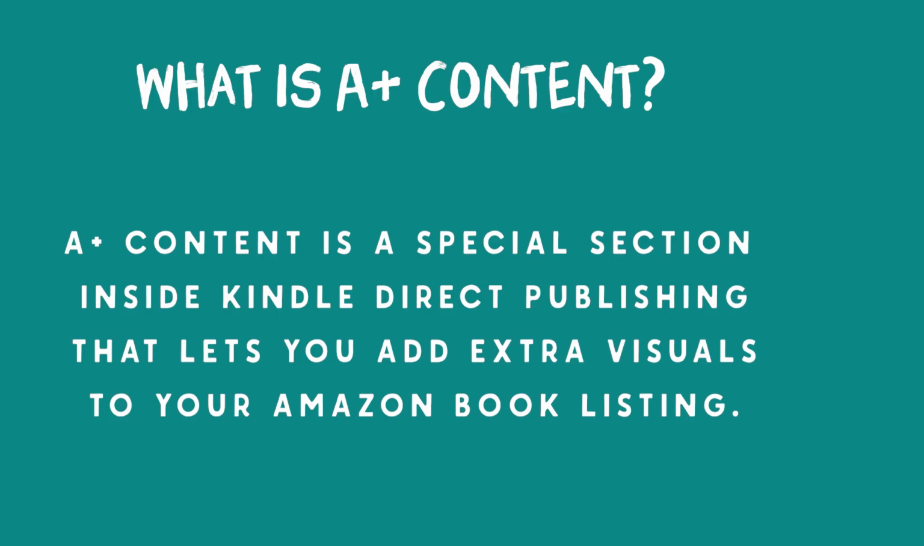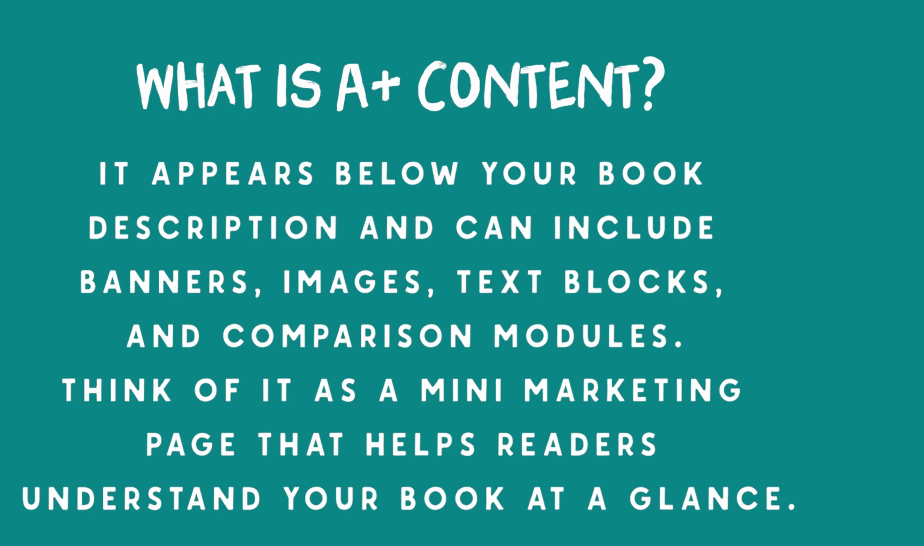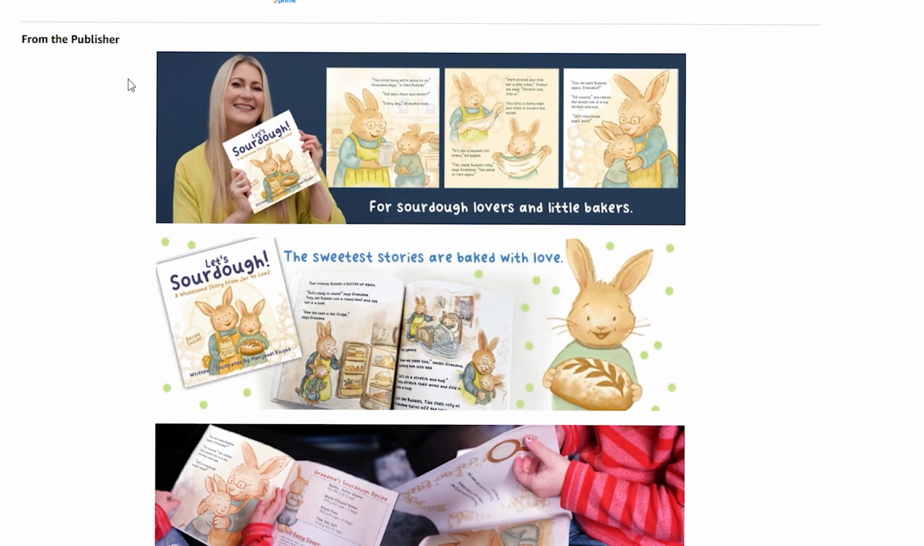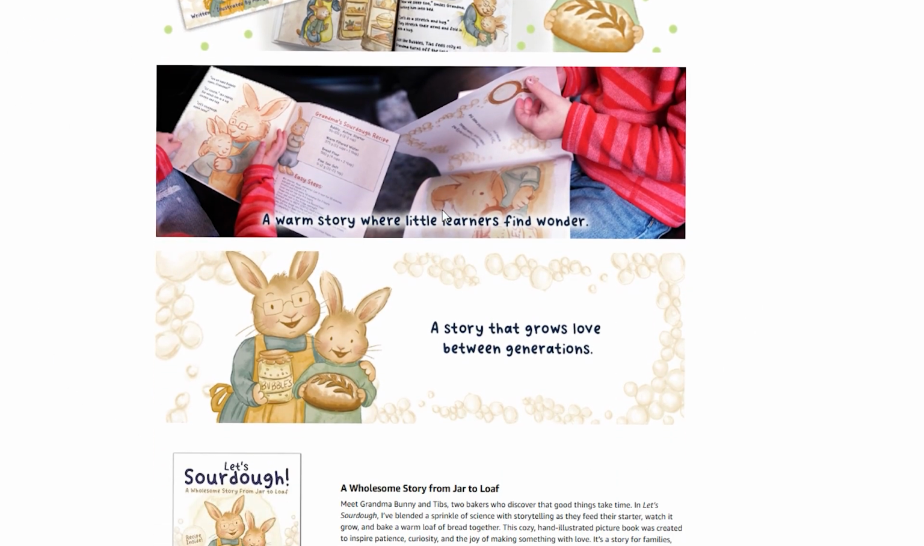First of all, what is A+ content? Where do you find it? How do you make this stuff? A+ content is a special area inside Kindle Direct Publishing that lets authors add extra visuals to their Amazon book listing. Think of it as your book's mini marketing page, an opportunity to tell more of your story through banners, spreads, or character features. Amazon gives you a set of modules that you can fill in, kind of like little templates. You can put in text, image blocks, comparison tables, that type of thing.